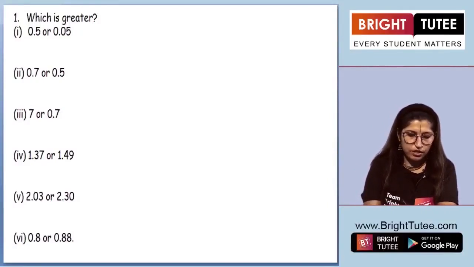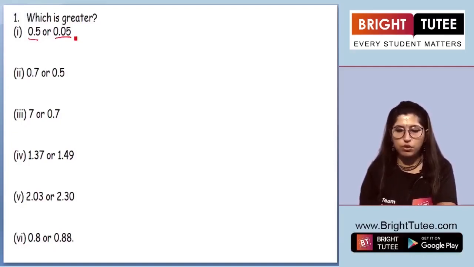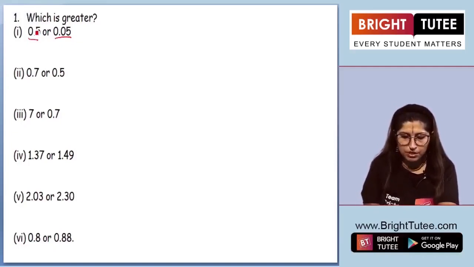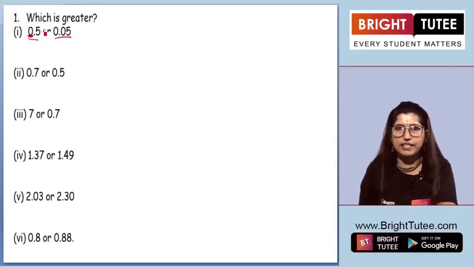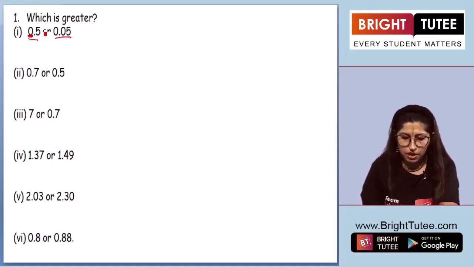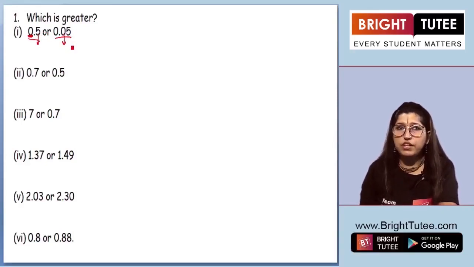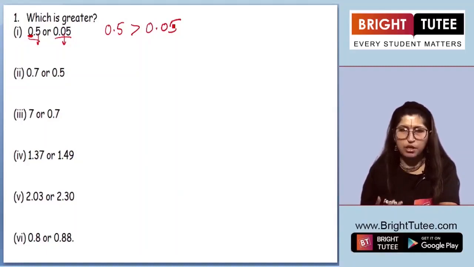So we need to check, is it 0.5 or 0.05? How can we compare them? We'll start from the leftmost digit of the decimal number, which is 0 and 0. They're exactly the same. We don't have any other digit on the left hand side of the decimal. Now we'll move on to the right hand side of the decimal. If I check, we have 5 over here and 0 over here. Of course 5 is greater than 0. It means 0.5 is greater than 0.05. This is how we compare the numbers, to see which number is greater.